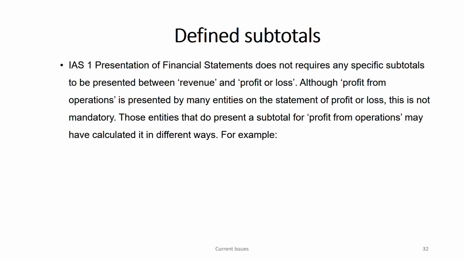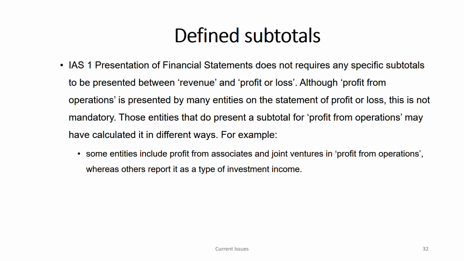So those entities that present this subtotal, it's a subtotal, it's not a total, which is known as profit from operations. So when you are taking profit from operations, how do you calculate it? This can be calculated in many different ways. For example, first way, some entities can include the profit from associates and joint ventures as a part of profit from operations. But some report it as a type of investment income. Some of them take it as investment income, some put it under profit from operations.